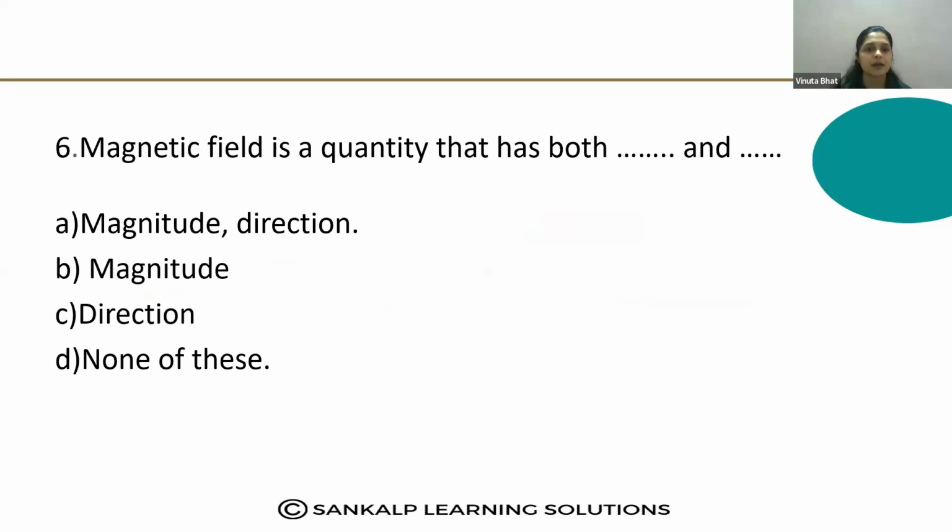Next question. Magnetic field is the quantity that has both dash and dash. Option A, magnitude and direction. Option B, magnitude. Option C, direction. None of these. Magnetic field has both magnitude and direction. Option A is the correct answer.